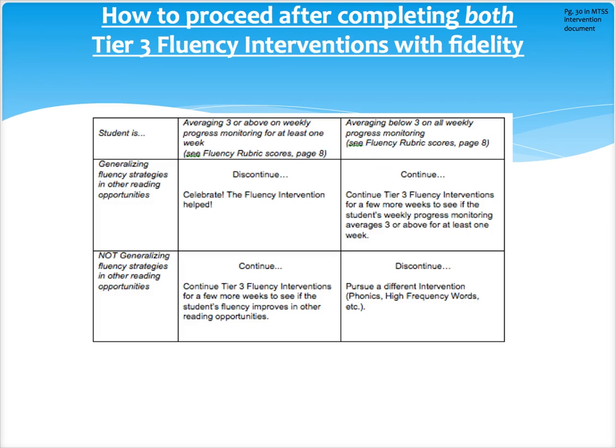Finally, on page 30 in your MTSS intervention document, it will tell you what to do after completing both Tier 2 and Tier 3 fluency interventions with fidelity. So you've completed all 4 of those Tier 2, and also echo reading and tracking. It will tell you when to discontinue and when to continue Tier 3. Again, it's talking about whether the students are generalizing their skills and averaging a 3 or above or below a 3 on that weekly progress monitoring, and also whether they can generalize those skills to other reading opportunities.